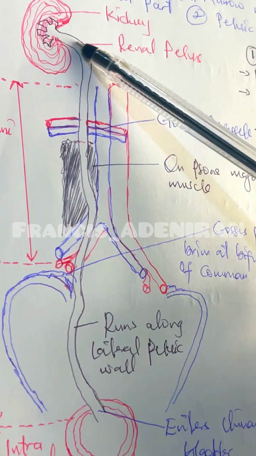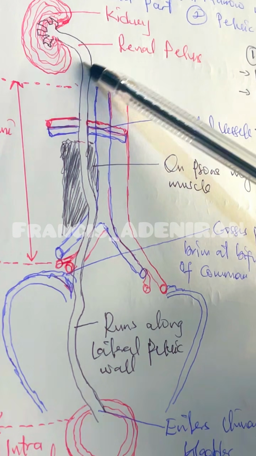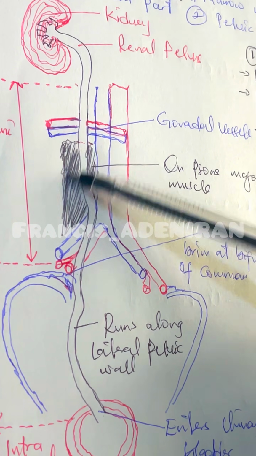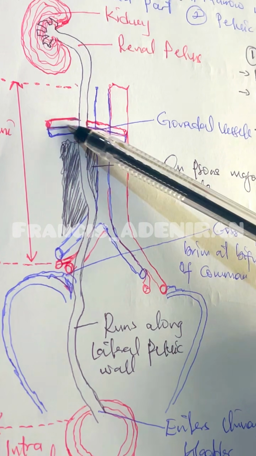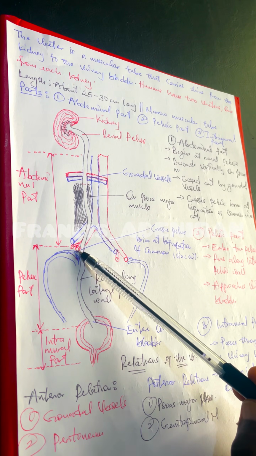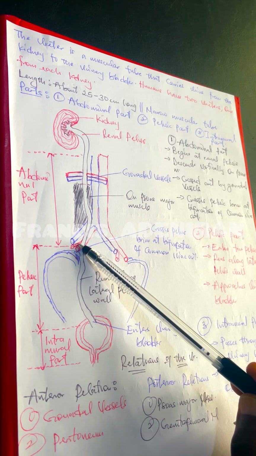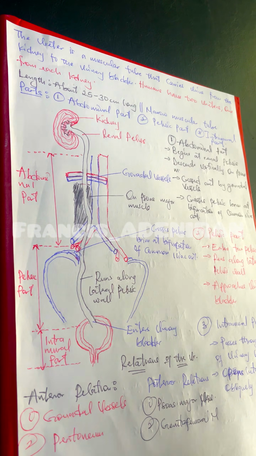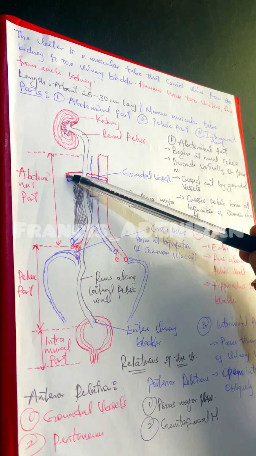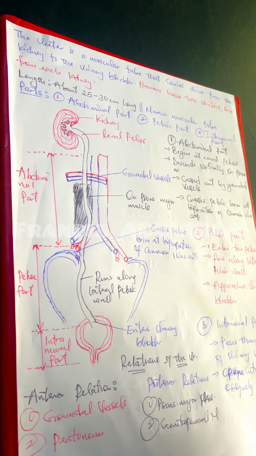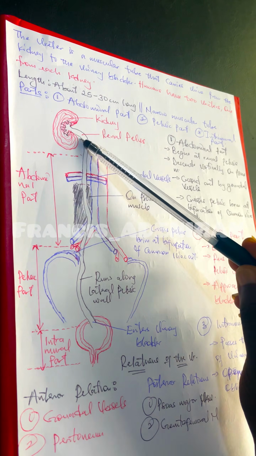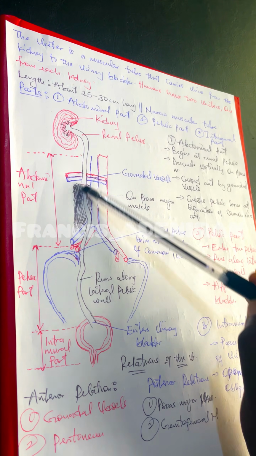So once again, the abdominal part of the ureter begins at the renal pelvis, descends vertically on the psoas major muscle, and is crossed by the gonadal vessels, the structures labeled blue and red. Also, at this junction, it crosses the pelvic brim at the bifurcation of the common iliac artery. So from here to here is the abdominal part of the ureter.